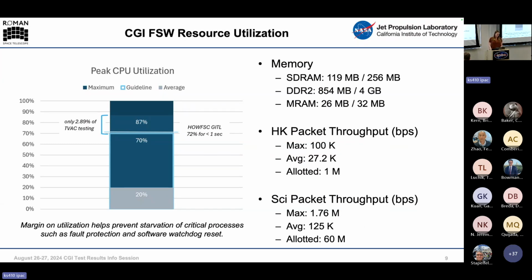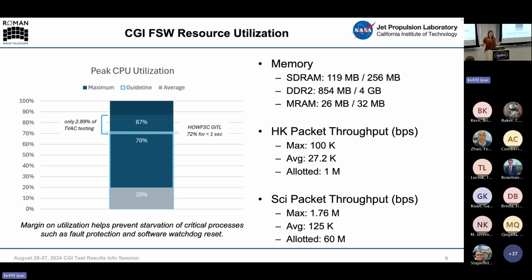Okay, I do have some data. So the most important piece of data to talk about is the CPU utilization with CGI flight software. You'll see that we sit at about 20%, which is great because the institutional guideline is 70%. We want this 30% margin on the CPU, because again, we have to run critical instrument flight software housekeeping tasks like the fault protection. And we have to make sure that we can continue talking to the ground.